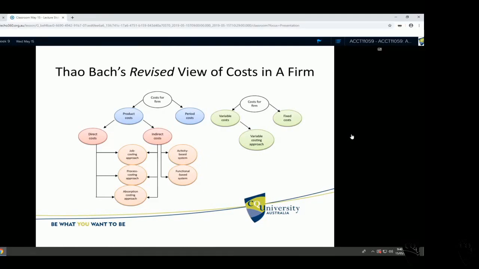So some variable costs might be product costs, some variable costs might be period costs, and some fixed costs might be product costs, some fixed costs might be period costs, but all the costs will be either variable or fixed. And the variable costing approach, which is where we only allocate variable costs to products, comes under variable costs. It does not come under direct costs.